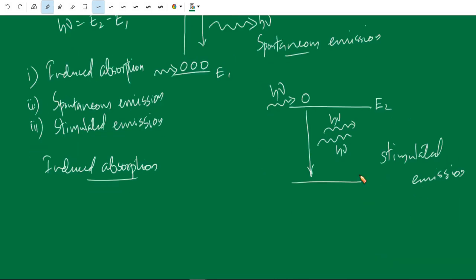In all these cases, the energy of the photon emitted or absorbed is equal to the energy difference between the levels E2 and E1. So h nu should be equal to E2 minus E1. The emitted photon in the case of stimulated emission, as well as the absorbed photon in the case of induced absorption, all these energies should be equal to the difference in energy of the two levels. These are induced absorption, spontaneous emission, and stimulated emission.